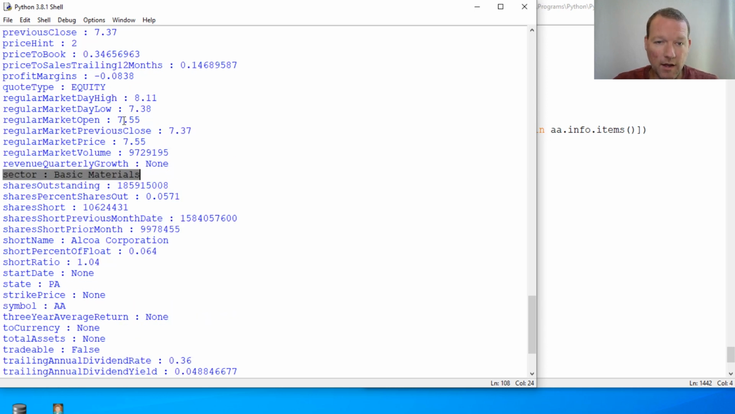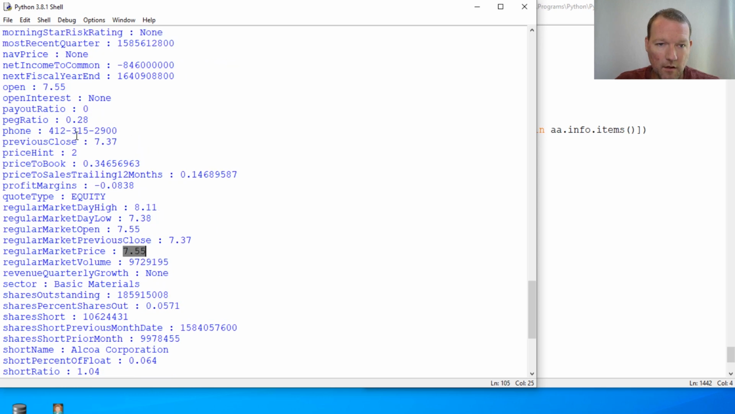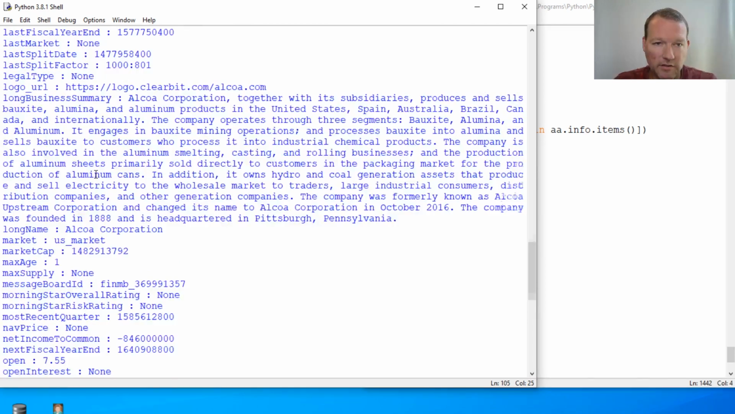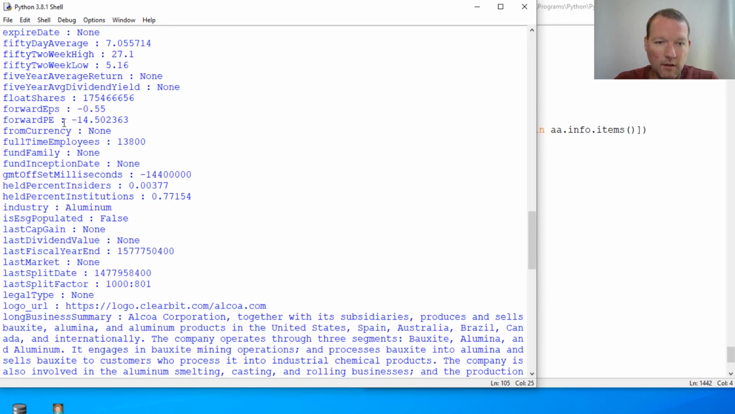So you have the price. All right, regular market price there. So now you go, oh, that's cheap. Well, we don't know that, because the way that you really gauge if the price of a share or of a company is fair is, let's see, PE. Where'd it go? Price to earnings, earnings per share.